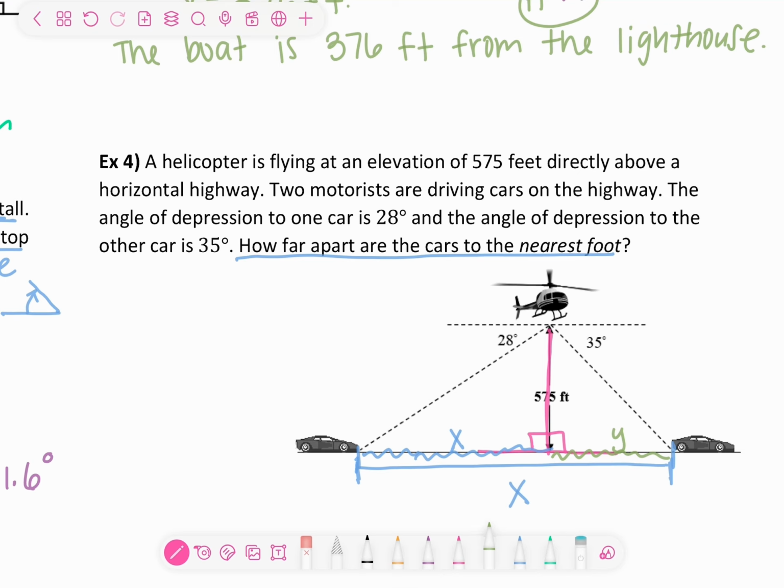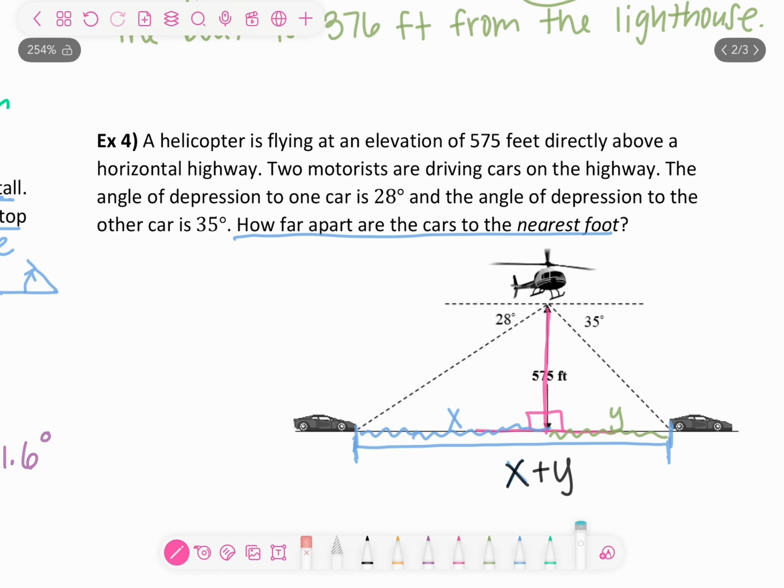And that means that what I'm actually looking for is x plus y. So I'm looking for those 2 individual distances added together, okay? Added together to make the whole. So this individual distance plus this one would equal our x plus y. And so we just have to find x and y. We basically have to look at both triangles separately.